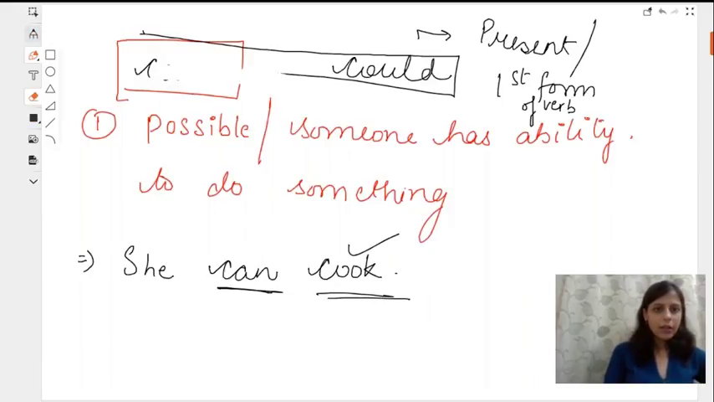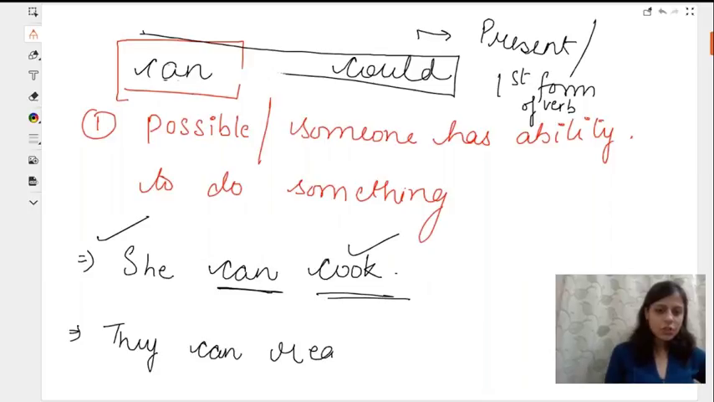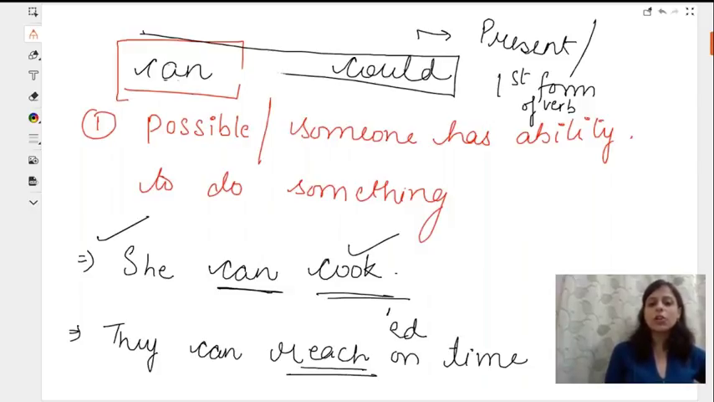I'll write can once again. So basically they follow the first form of verb, or we're talking about the present tense. It's a very easy statement. She can cook. It's possible for her to cook. Let's say the second statement is: they can reach on time. So guys, do you think I should use reach?